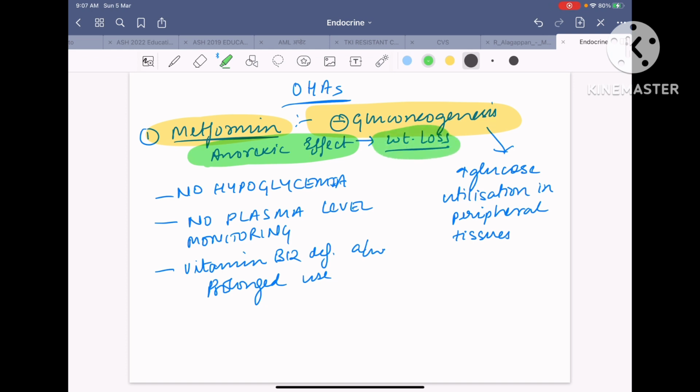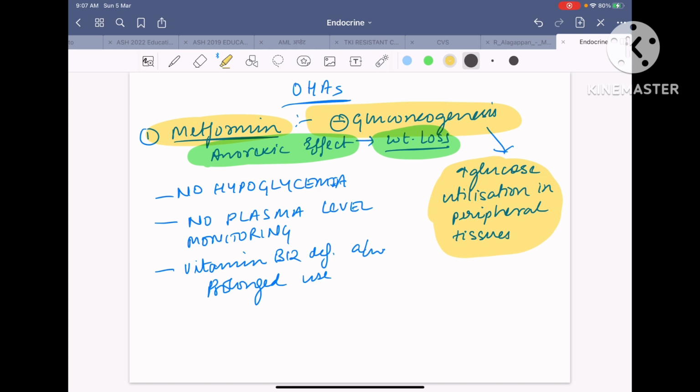And this inhibition of gluconeogenesis increases the utilization of glucose in the peripheral tissues. That is, instead of using other products, whatever glucose the tissue has, it will start to use it, rather than promoting gluconeogenesis by burning fat or proteins.